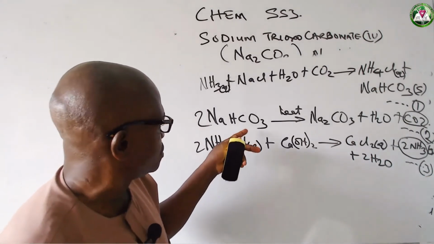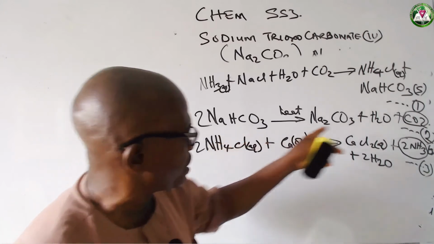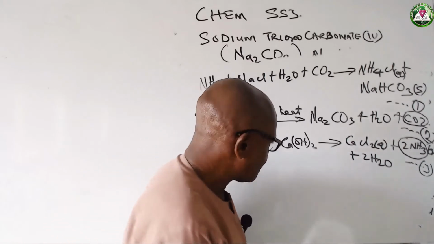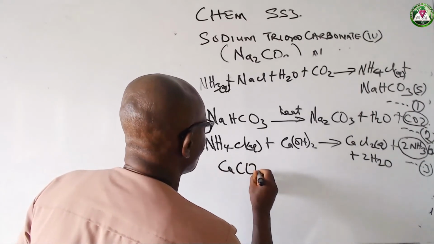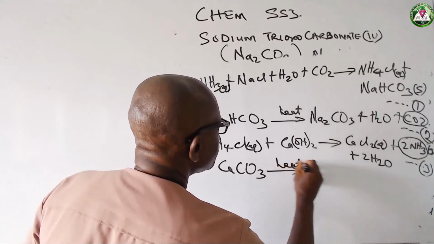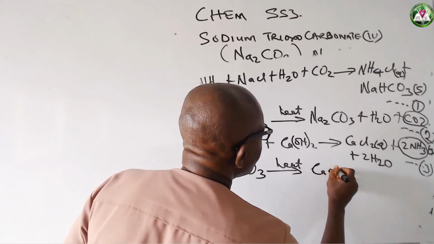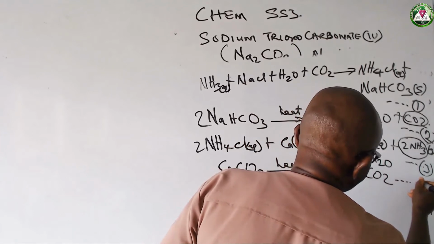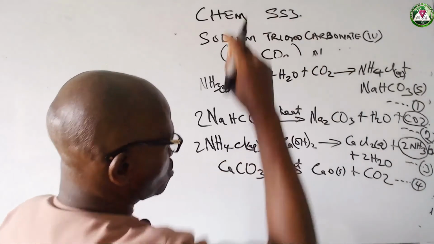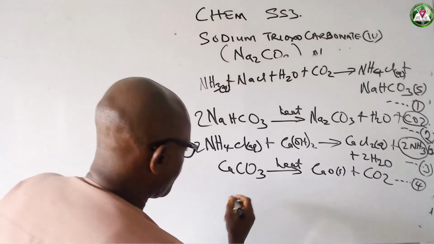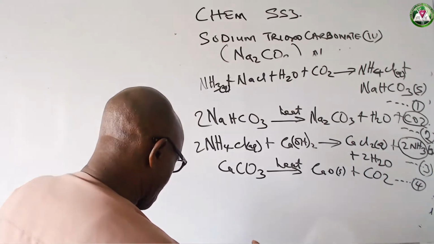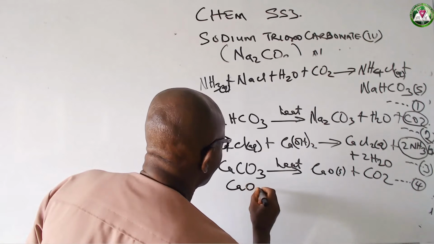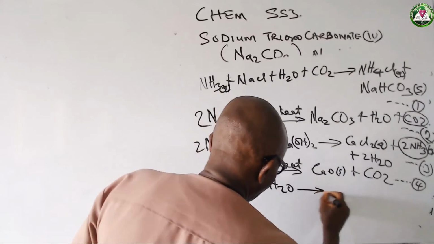You can see from equation 2, you have regenerated CO2. From equation 3, you have regenerated ammonia. Remember this equation also, CaCO3. When you heat it, you have your CaO, that is calcium oxide, plus CO2. You can regard this as equation 4. Or you put equation 2 up before you write the other ones. For you see again, there is another equation. The other equation is calcium oxide plus water. That will give you calcium hydroxide.